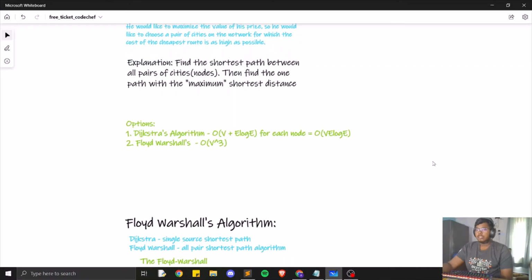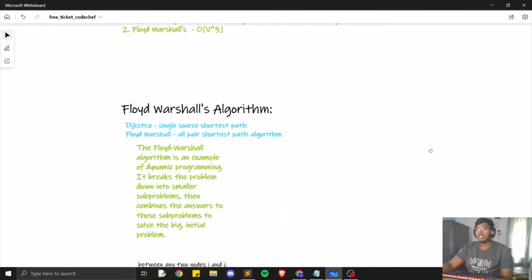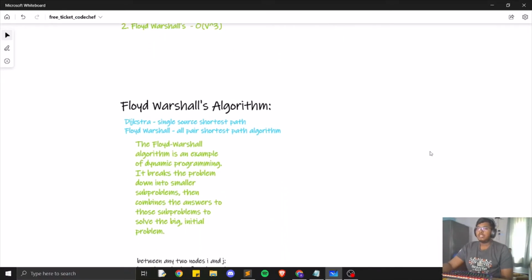So now let us see what is Floyd-Warshall's algorithm. As we know, Dijkstra is a single source shortest path algorithm, which means that it finds the shortest path between one source node and all the nodes. On the other hand, Floyd-Warshall finds the shortest path of each pair of nodes in a graph. And the Floyd-Warshall algorithm is an example of a dynamic programming problem.